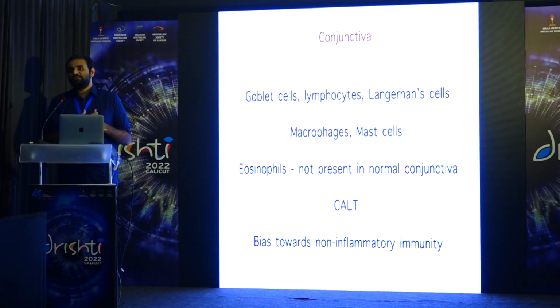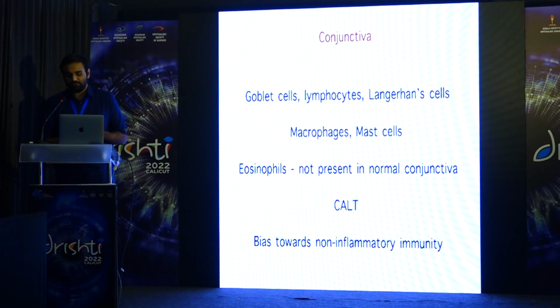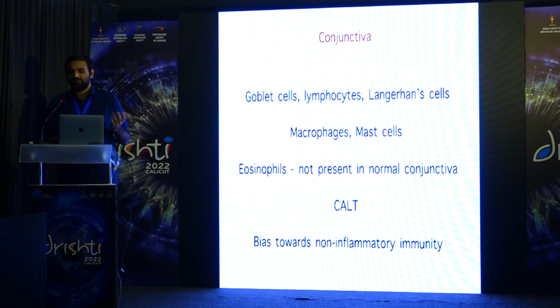For that, you need to understand what actually goes on at the ocular surface. The conjunctiva has goblet cells, lymphocytes, Langerhans giant cells, macrophages, mast cells. But you do not see eosinophils on the conjunctival surface, at least in a normal conjunctiva. Apart from this, you also have conjunctival associated lymphoid tissue, which usually is biased towards a non-inflammatory immune state.